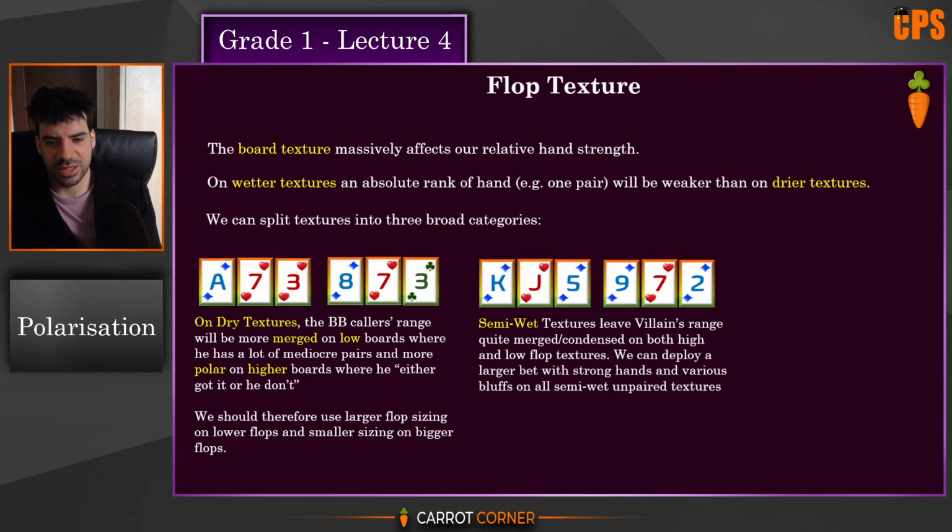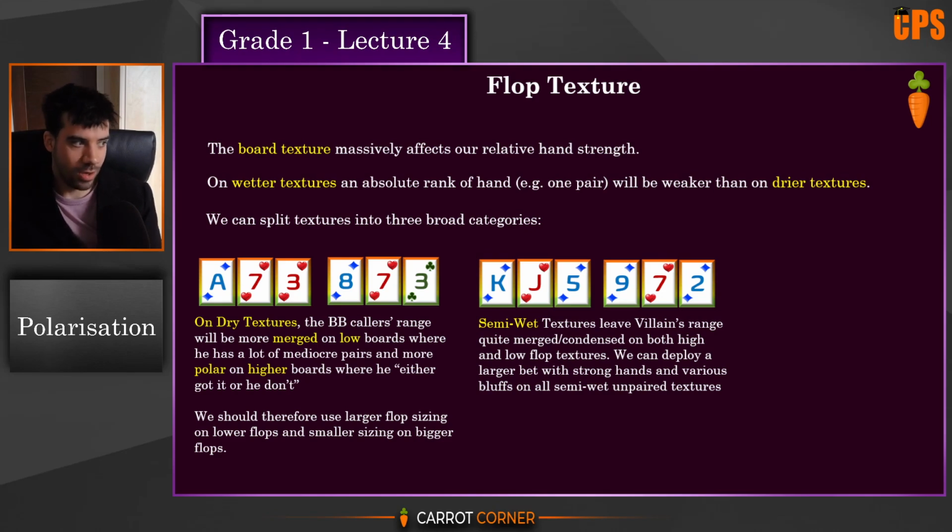And the reason for this, the reason that the King Jack 5, despite being a higher texture on a semi-wet board, does leave villain's range more merged and condensed and more apt for us to use big bets against it, is that the King Jack 5 creates way more second pair, way more medium strength hands, and also way more flush draws and straight draws, which again are medium equity hands. Flush draws are sometimes referred to as bluffs. They're not, they're mediocre hands. It's very misleading to think of a hand like Queen 10 of clubs or Queen 9 with a diamond or 6-4 of diamonds as a bluff on that semi-wet texture.